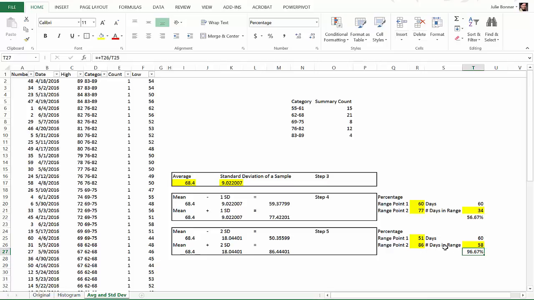Now, when you look at the rest of the steps, it's asking you, okay, so for 1 standard deviation, a typical data set, if it's normally distributed, will have a certain percentage that fall in a certain range. And so my data is not exactly perfectly distributed, but it comes pretty darn close. And that's what this exercise is all about.